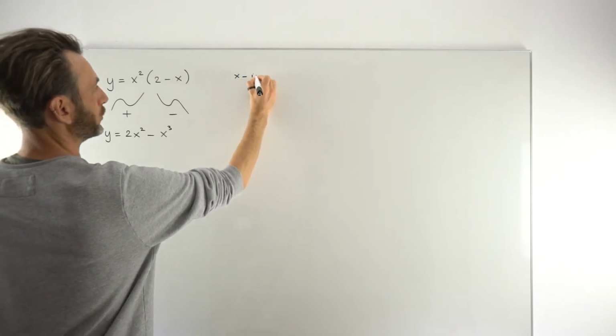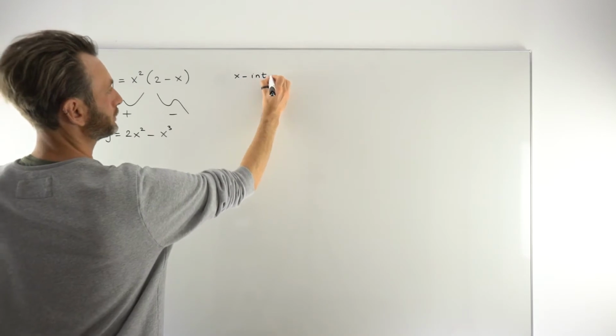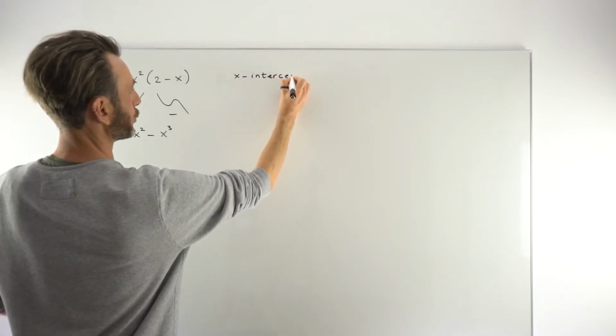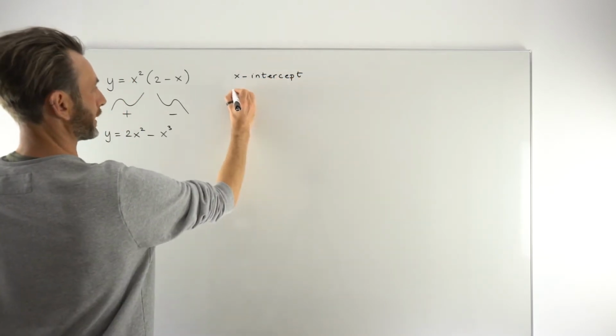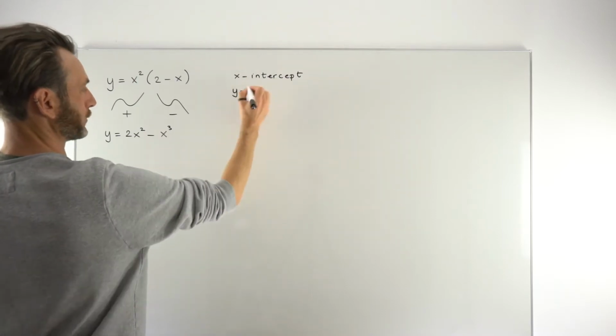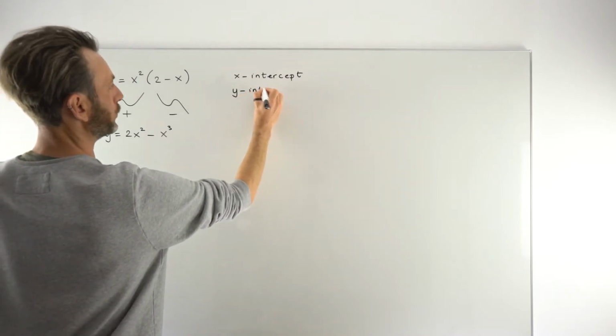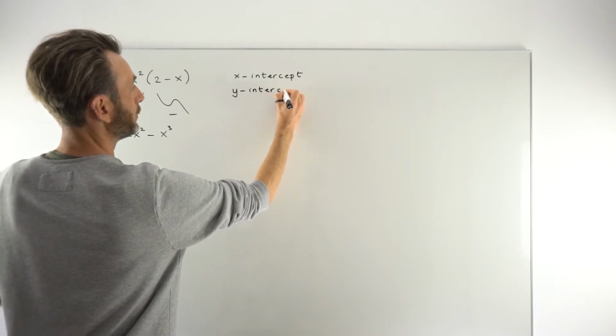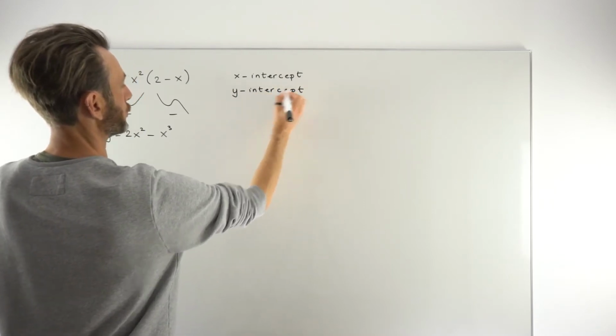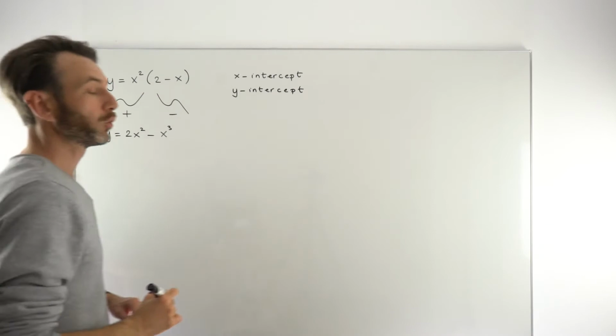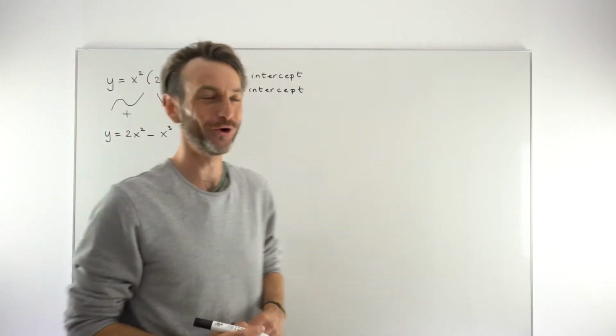So we're going to want to know the x-intercept for our particular function, where it cuts over the x-axis, and there might be multiple places where it does that. We're going to want to know the y-intercept. There can only be one y-intercept for a function, so there should only be one of those. If we get more than one of those, then something's gone wrong.